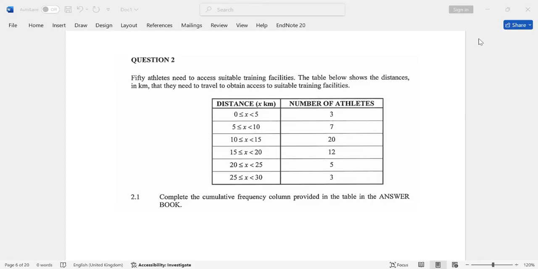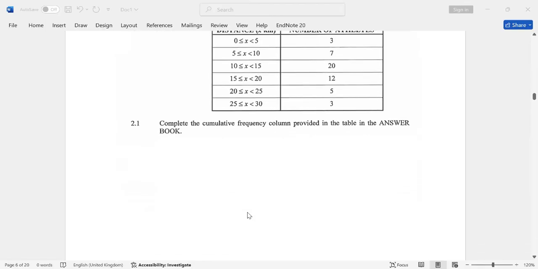Now question number 2: 50 athletes need to access suitable training facilities. The table below shows the distance in kilometers that they need to travel to get access to suitable training facilities. So we have the distances and the number of athletes. Question 2.1: Complete the cumulative frequency column provided in the table and in the answer book. So we have to find the cumulative frequency.